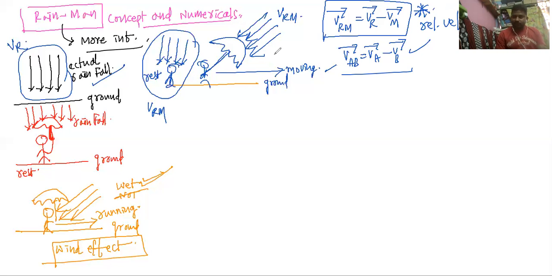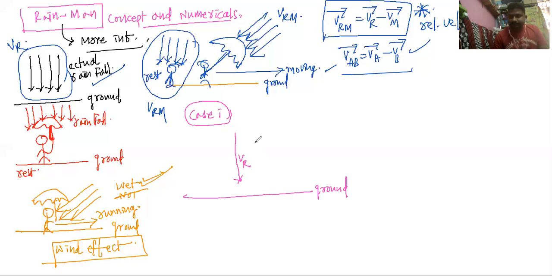There are so many cases here, and let's talk about them one by one. Let's look at Case 1. This is the ground. This is the actual velocity of the rain. A person is moving in this direction. This is the velocity of the man. Carefully see.